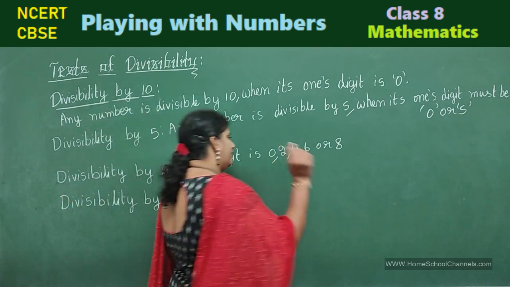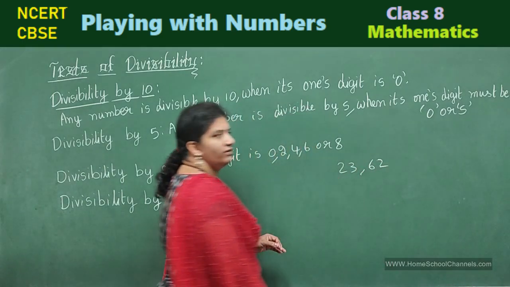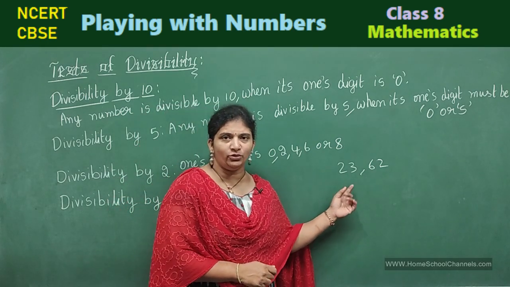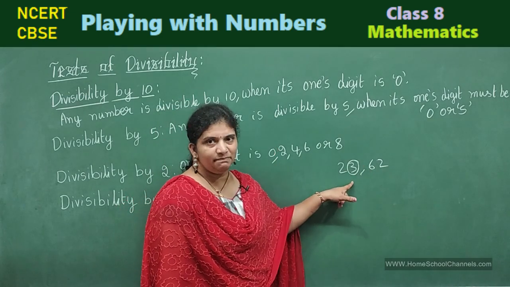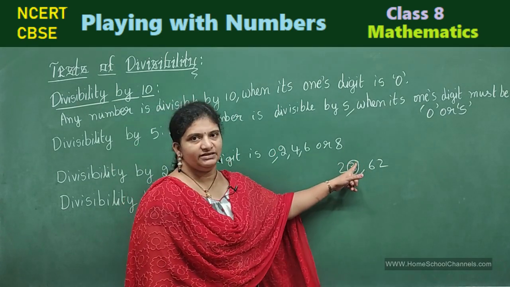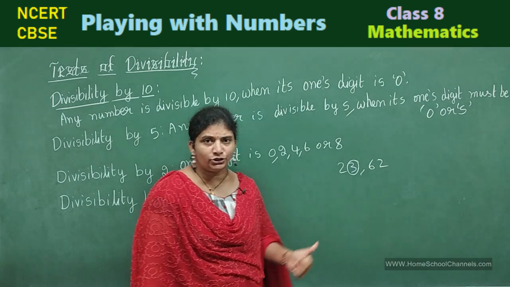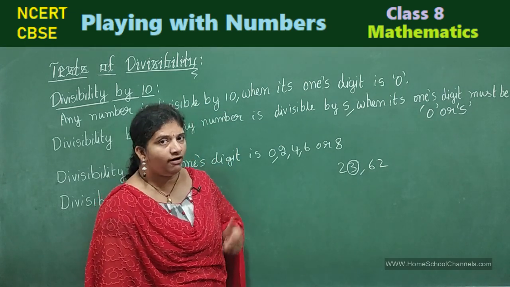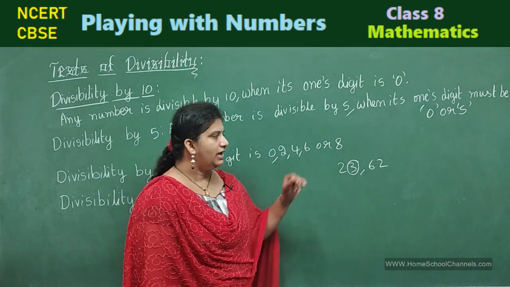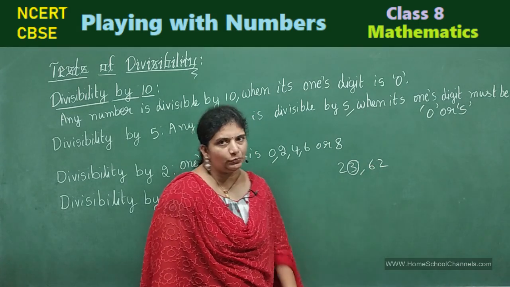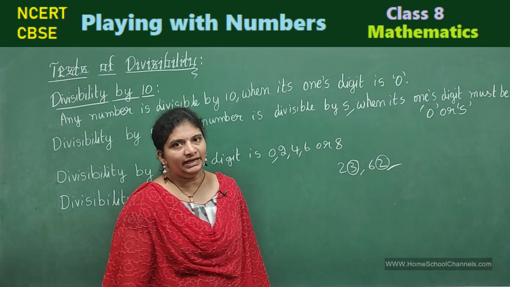Let us take one example here. Let me take 2362. 23, is it divisible by 2? No. We need to observe the units digit. The units digit must be among these digits. Do you have any of these digits? No. If the ones digit is either 2, 0, 4, 6 or 8, then it is divisible. Otherwise, it is not divisible. And let's see the next one, 62. The units digit is 2. Therefore, this is divisible by 2.